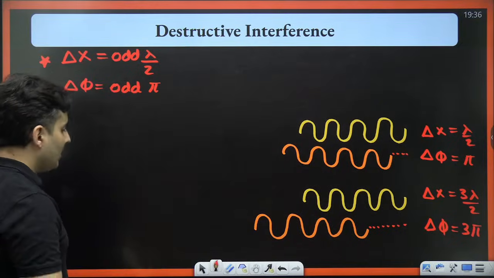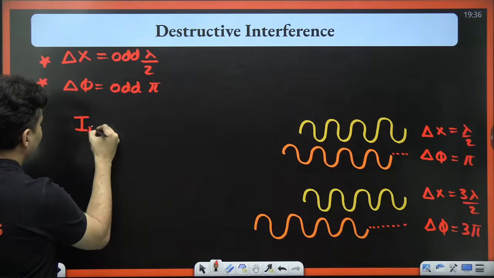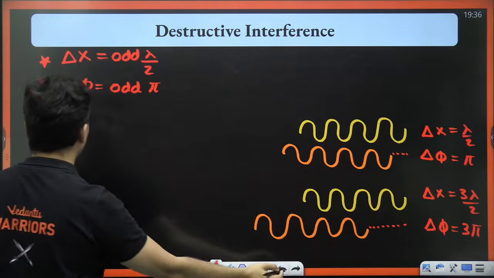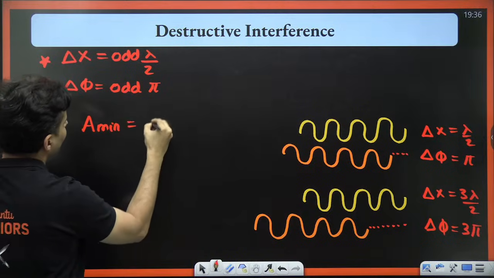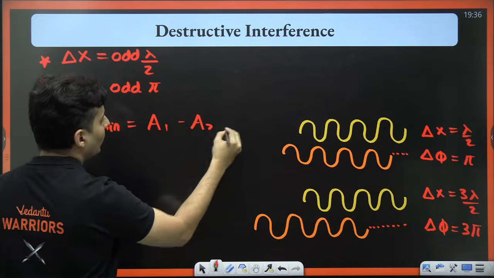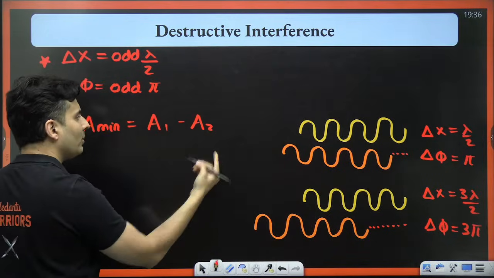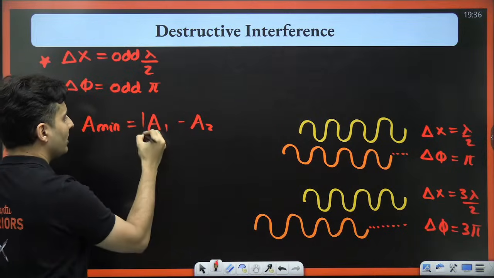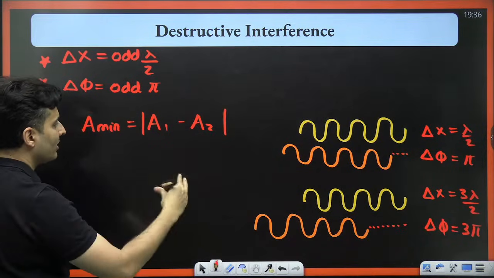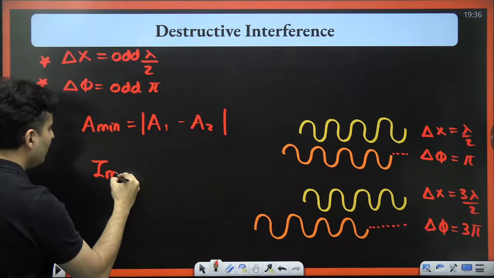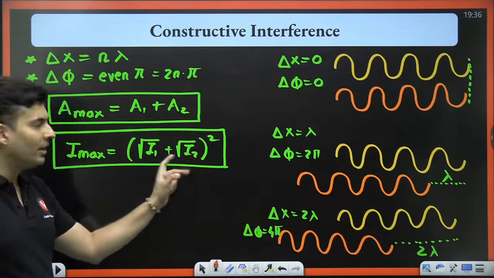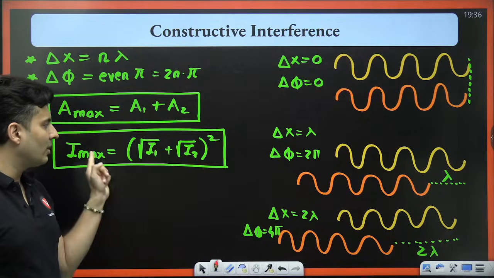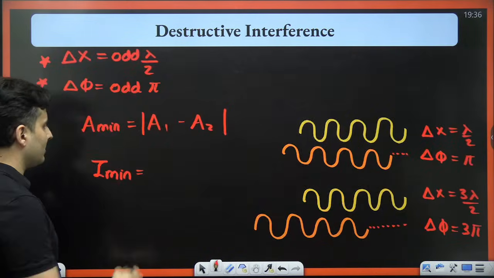Very good. And what about the intensity? The intensity will be minimum and so will the amplitude be minimum. The minimum amplitude will be A1 minus A2, but A2 could be more, A1 could be less, and amplitudes are always positive, so you always take the positive difference. And for the minimum intensity, just like the maximum intensity formula had a plus, you replace it with a minus sign. That's all.